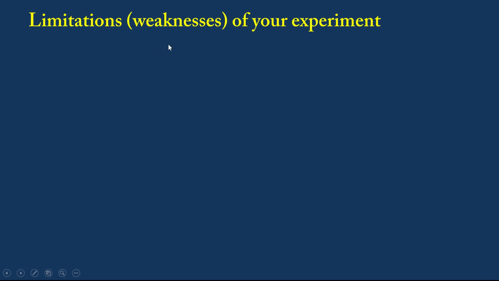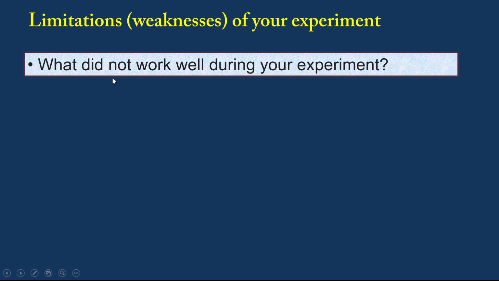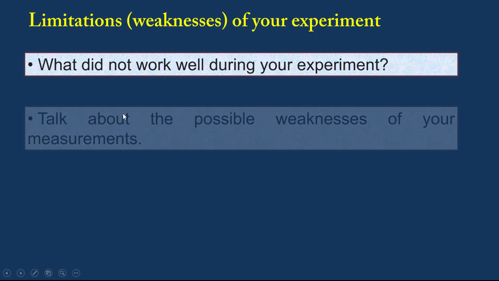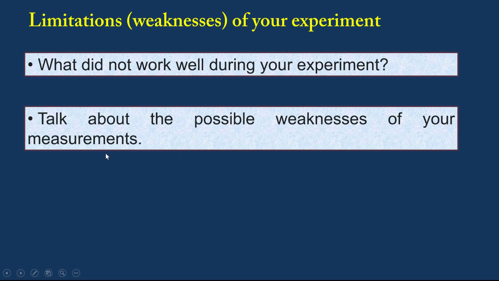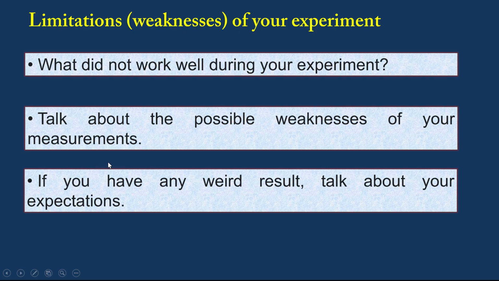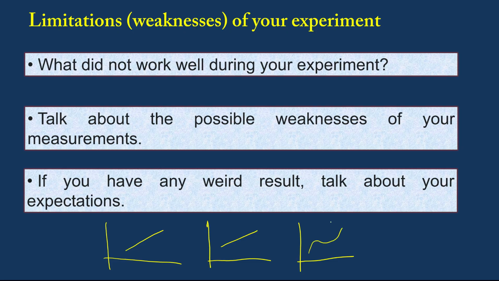In your limitations, the weaknesses of your experiment, mention what did not work well during your experiment. Talk about the possible weaknesses of your measurements. You necessarily will have some possible mistakes or weaknesses in your measurements. Mention them. If you have any weird result like outliers, talk about them. If you have a very weird graph, let's say you have obtained 3 different graphs, and the first and the second are linear, but the last one is not linear. Okay, this is a weird result. Explain it and talk about it.